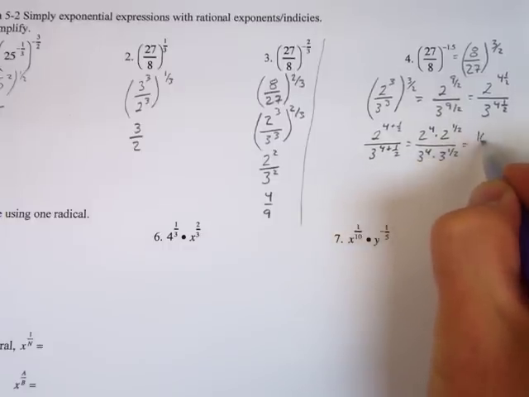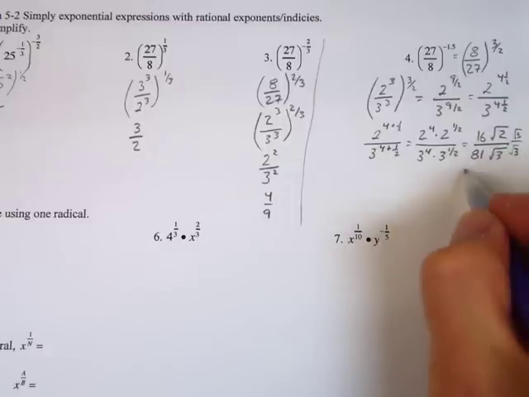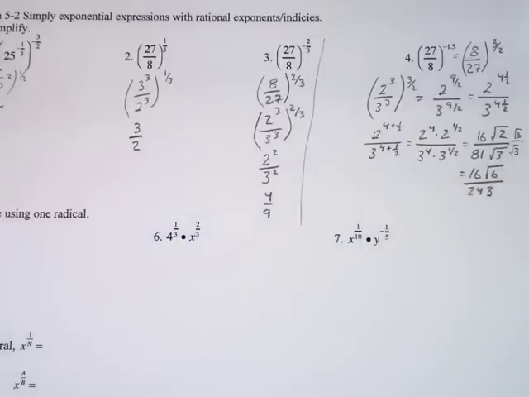And this gives us 16, and the half is the same as the square root, over 81 times the square root of 3. Now we'll rationalize this by multiplying by root 3 over root 3. And so we get 16 square root of 6 over 81 times 3, which is 243.